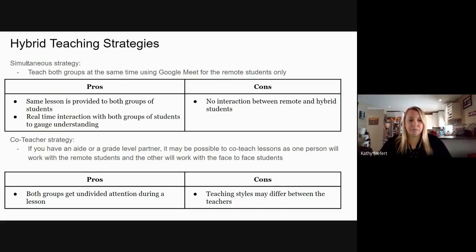Our next strategy is the co-teacher strategy. So this works well if you have an aide, a co-teacher, a grade level partner, where one of them can co-teach and work with the remote students or the in-person students, or vice versa. So the pros is that both of your groups are getting undivided attention from an instructor. The cons, you could have teachers that have two different teaching styles. So Ted and I could do this strategy, but we may have completely different teaching styles. And so that may slightly vary how that material is presented to the students.